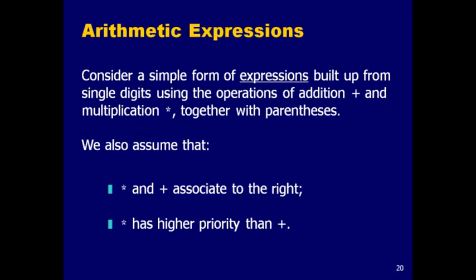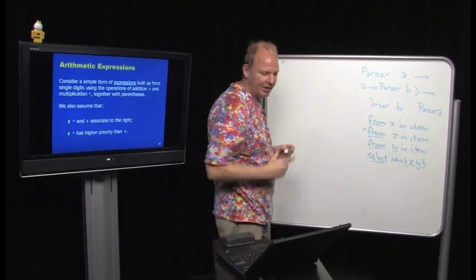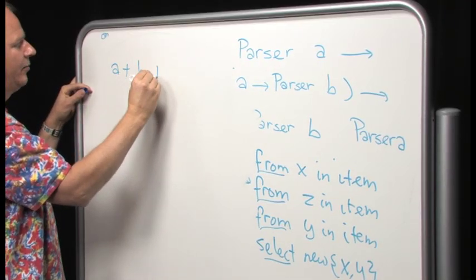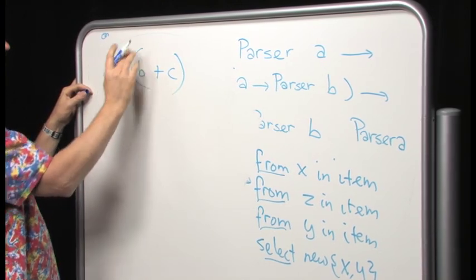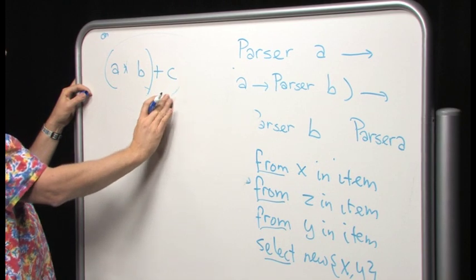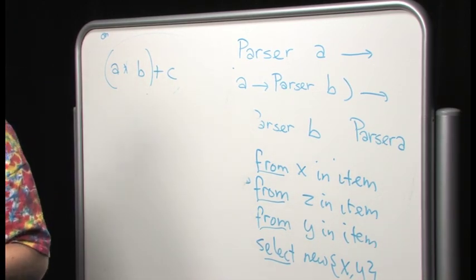Let's make this now a little bit more real. Let's write a parser, not for lists of digits, but for expressions. So what do we want? We want to make multiplication bind stronger than addition, and we want to have them both associate to the right. So what does that mean? It means that A plus B plus C should be parsed like this, and if this was a star, it should have been parsed like that. Okay, simple arithmetic operations.